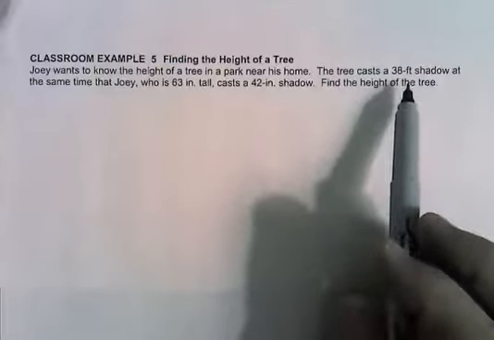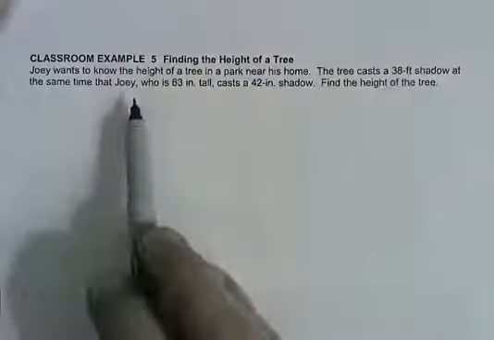Here's one more example that involves similar triangles. And in this one, we'll have to draw the picture. So in this one, we've got a tree that casts a 38-foot shadow. At the same time, Joey, who is 63 inches tall, casts a 42-inch shadow.